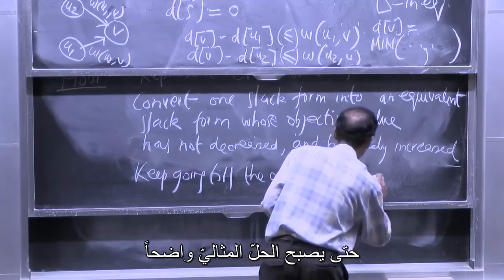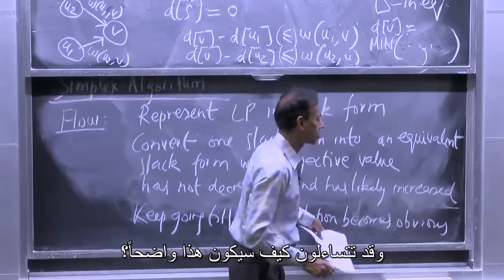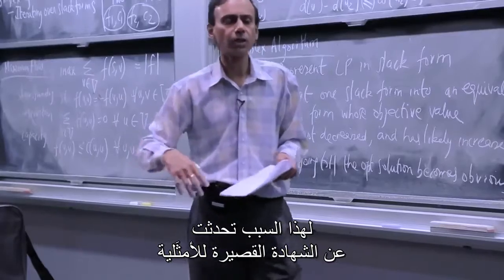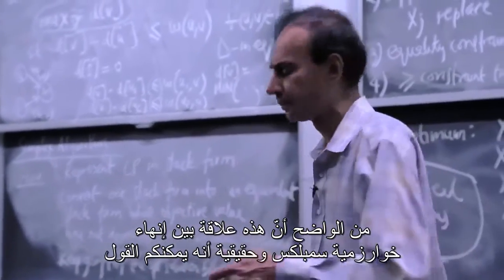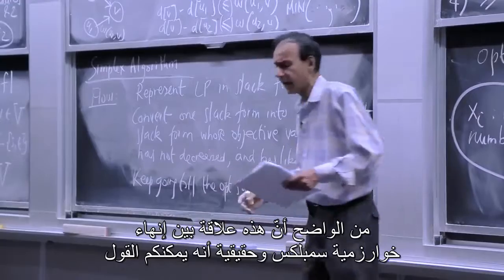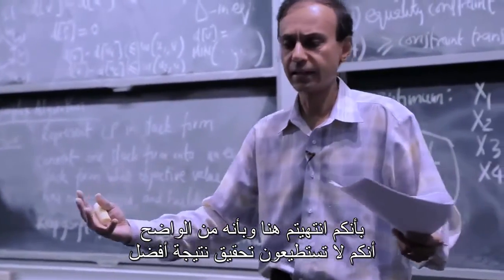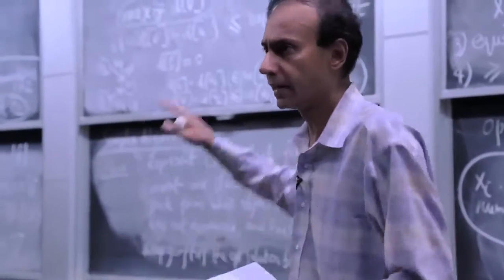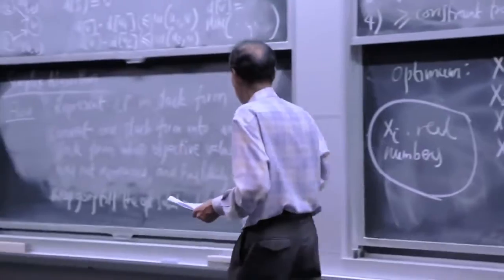becomes obvious, right? And you might say, how is this obvious? That's the reason why I talked about the short certificate of optimality. It is definitely a relationship between the termination of simplex and the fact that you can now say, hey, I know I'm done here. It's kind of obvious that I can't do any better, right? And hopefully you'll see that by the end of this lecture in this simple example.